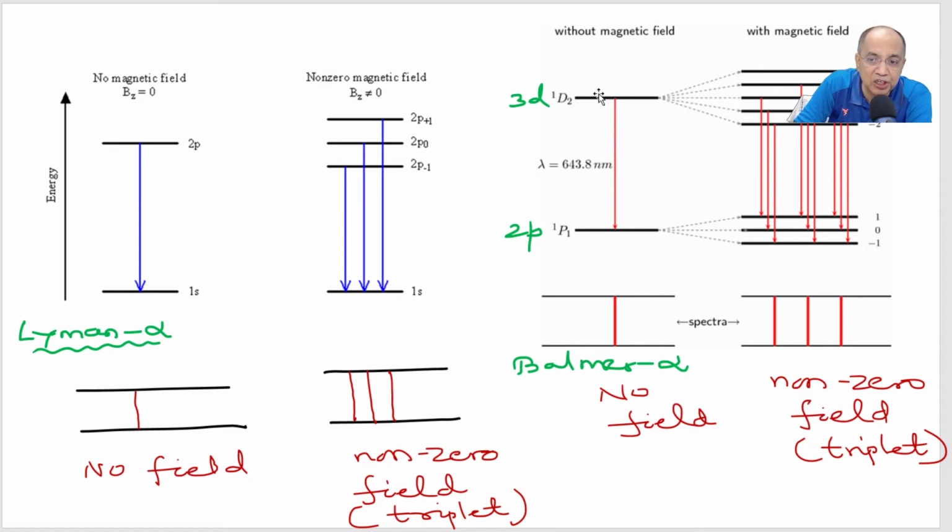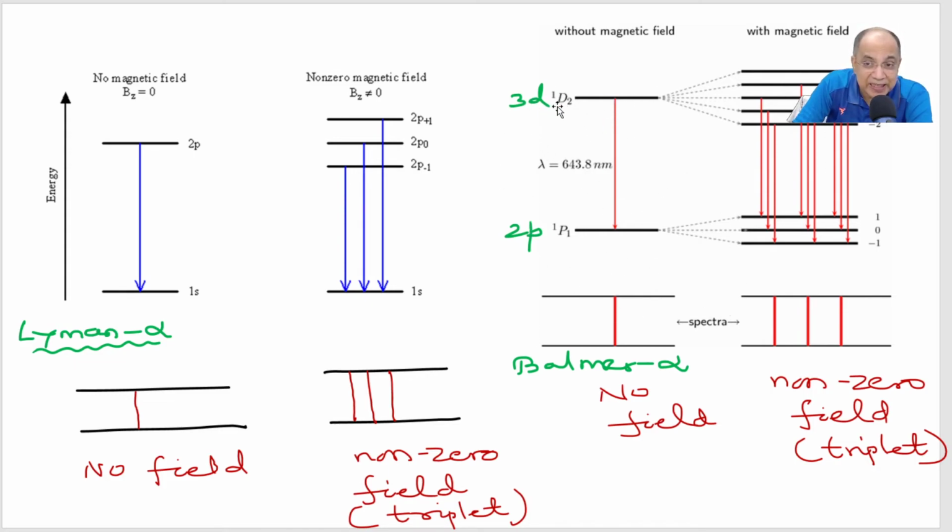Because there is a 3D to 2P transition. All other transitions are forbidden. You can say 3D to 2P. Sorry, 2S is forbidden. I'll tell you why. 3D to 2S is forbidden. 2p to 2p is forbidden. 3s to 2s is forbidden. So all others are forbidden transitions. But 3s to 2p and 3p to 2s are allowed. But I'll tell you that their transition energies will be identical with these three different transition energies in the transition from 3D to 2p.